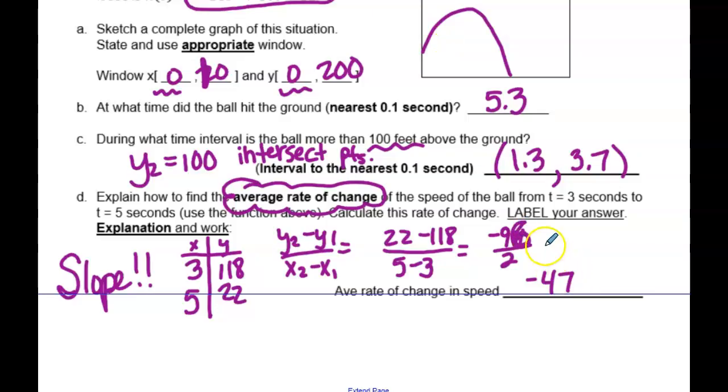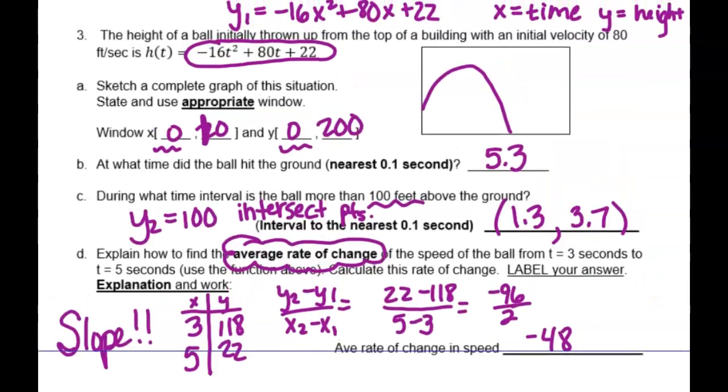Thank you. Let me erase and fix that blob, which makes it 96 divided by 2, 48. Okay. And anybody know what we would label that? It's the average rate of change for the speed. If you go way back to the top, didn't it say feet per second up here?